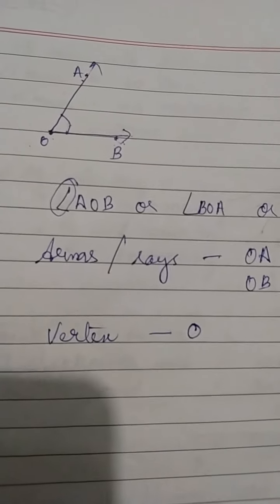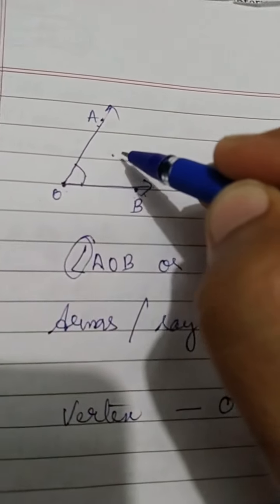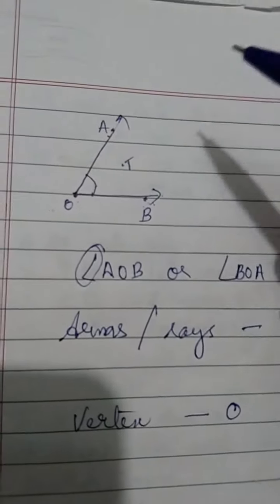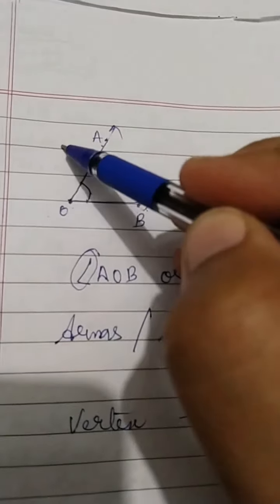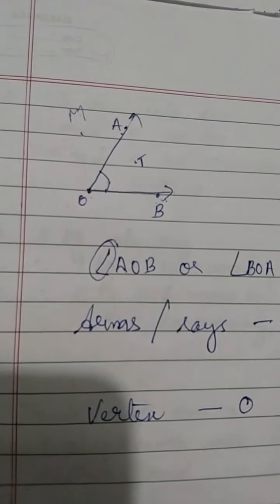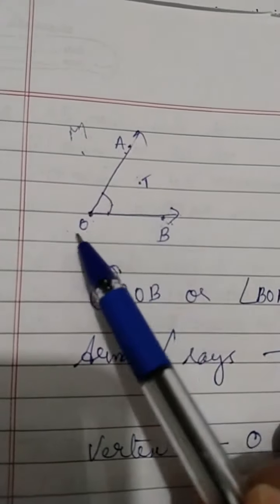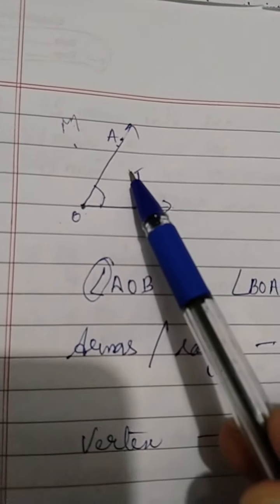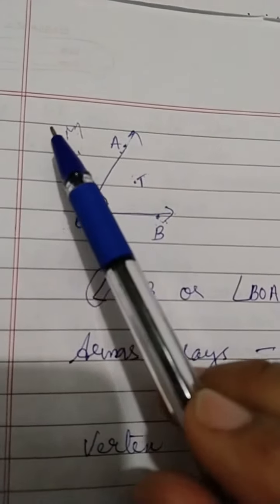Got it? Now, if I put a point in between here and I write it as T, this is in the interior of the angle. And if I write here M, this is the exterior of the angle because it is outside. It is called exterior. It is inside, it is called interior. So point T is in the interior of the angle and M is in the exterior of the angle. Got it?